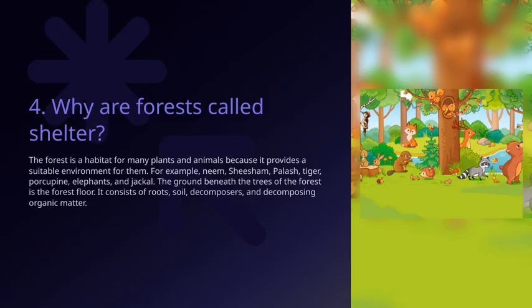And when we talk about animals, think of tigers, porcupines, elephants, and jackals, all find a home in the forest. The forest acts like a natural shelter, giving them protection and resources they need to survive. Beneath the trees, there's the forest floor, which is an important part of this environment. It's made up of roots, soil, and decomposers, those tiny organisms that break down organic matter. This process enriches the soil and helps maintain the health of the entire ecosystem.